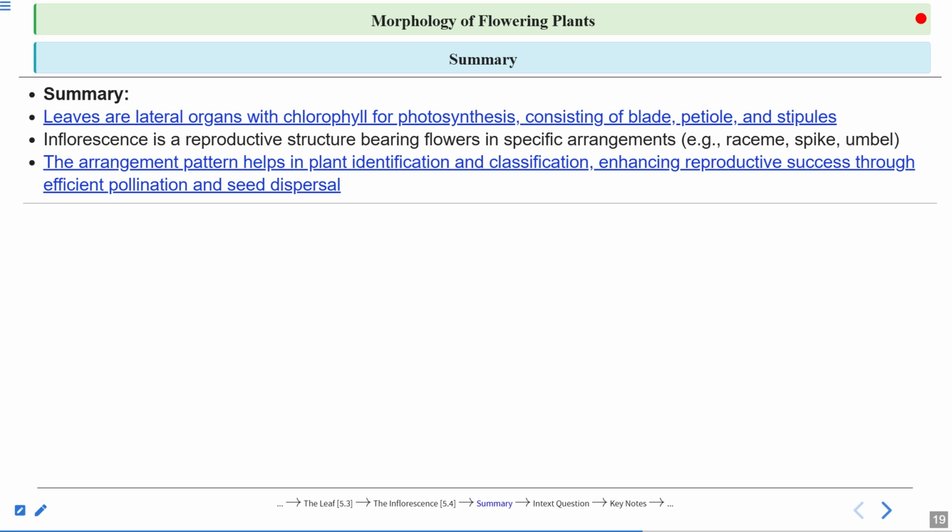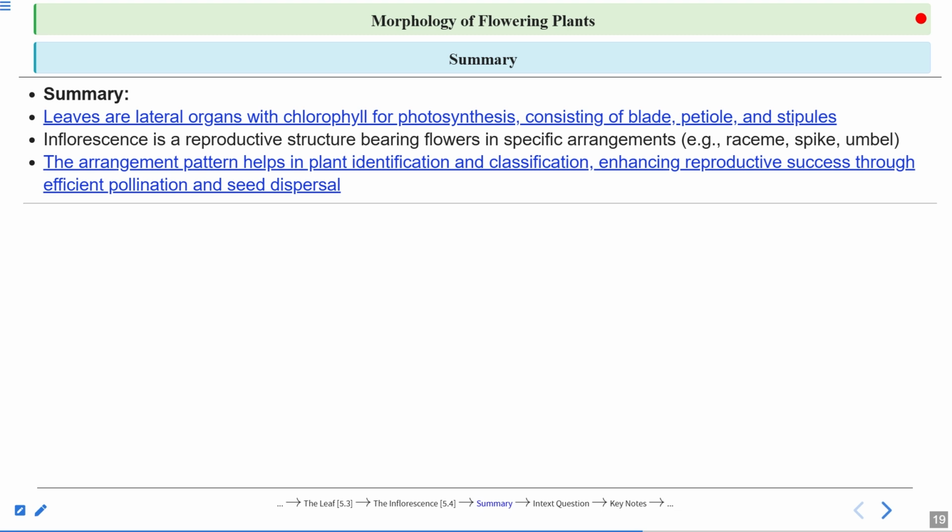How do we classify any organism? Based on some similar characteristics. So based on the arrangement of the leaves and the arrangement of the flowers, plants can be identified and classified as well. Now this arrangement also enhances reproductive success. The flowers are arranged in a particular manner. Clear? This arrangement of the flowers helps in efficient pollination as well as seed dispersal.